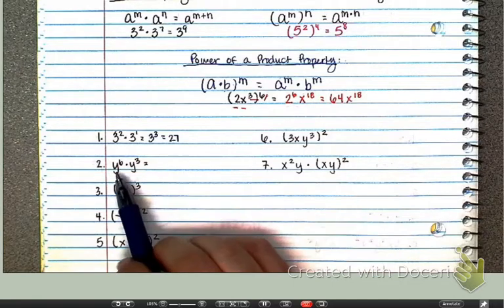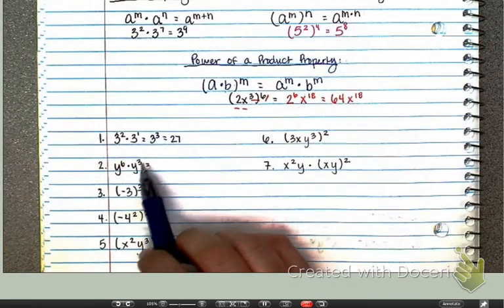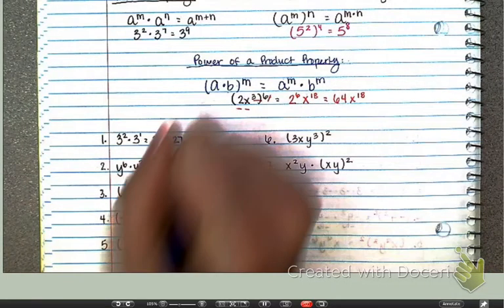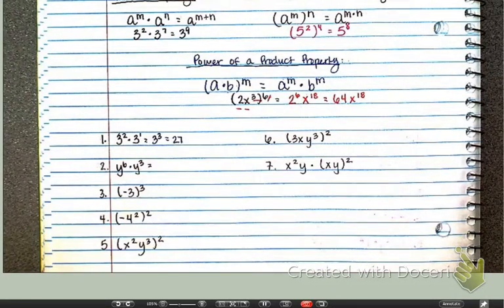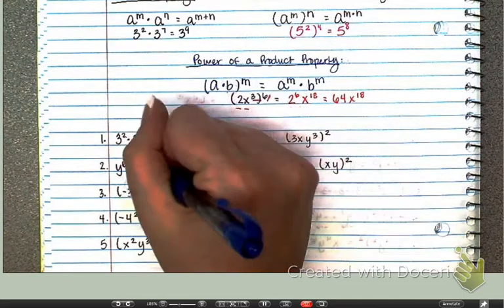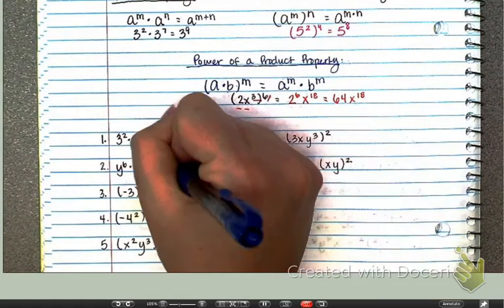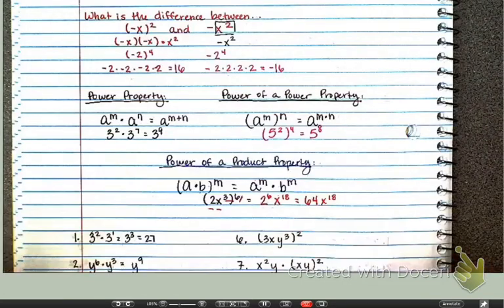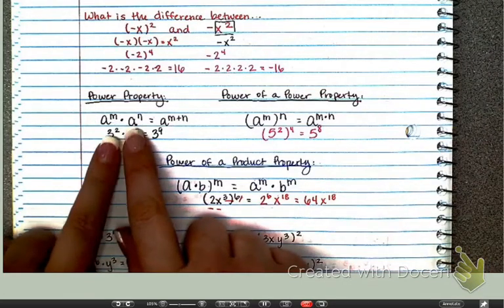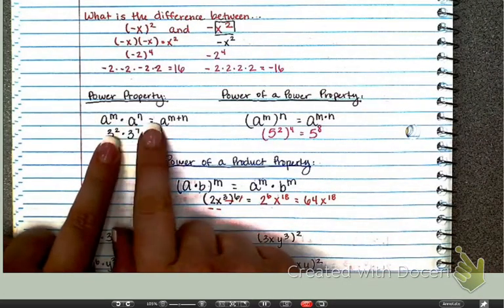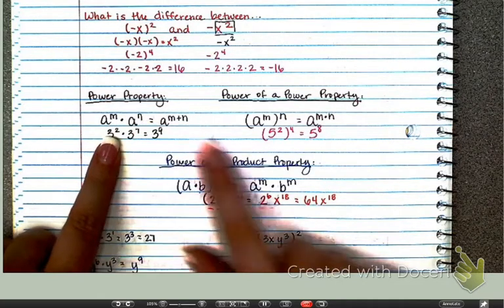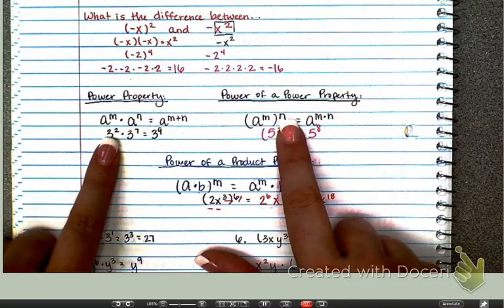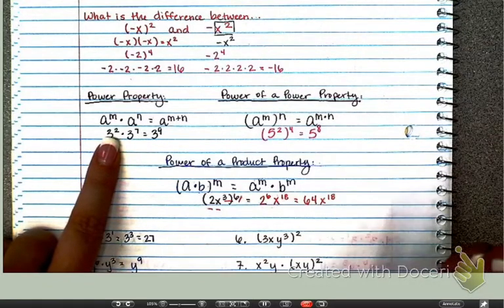What do I get when I do y to the 6th times y to the 3rd? What do I do with these exponents? You add them. So y to the 9th. Okay, so let's look at the difference between the 2. When I am multiplying 2 powers together, that's when I add the exponents. When I have 1 power raised to another exponent, that's when you multiply them.